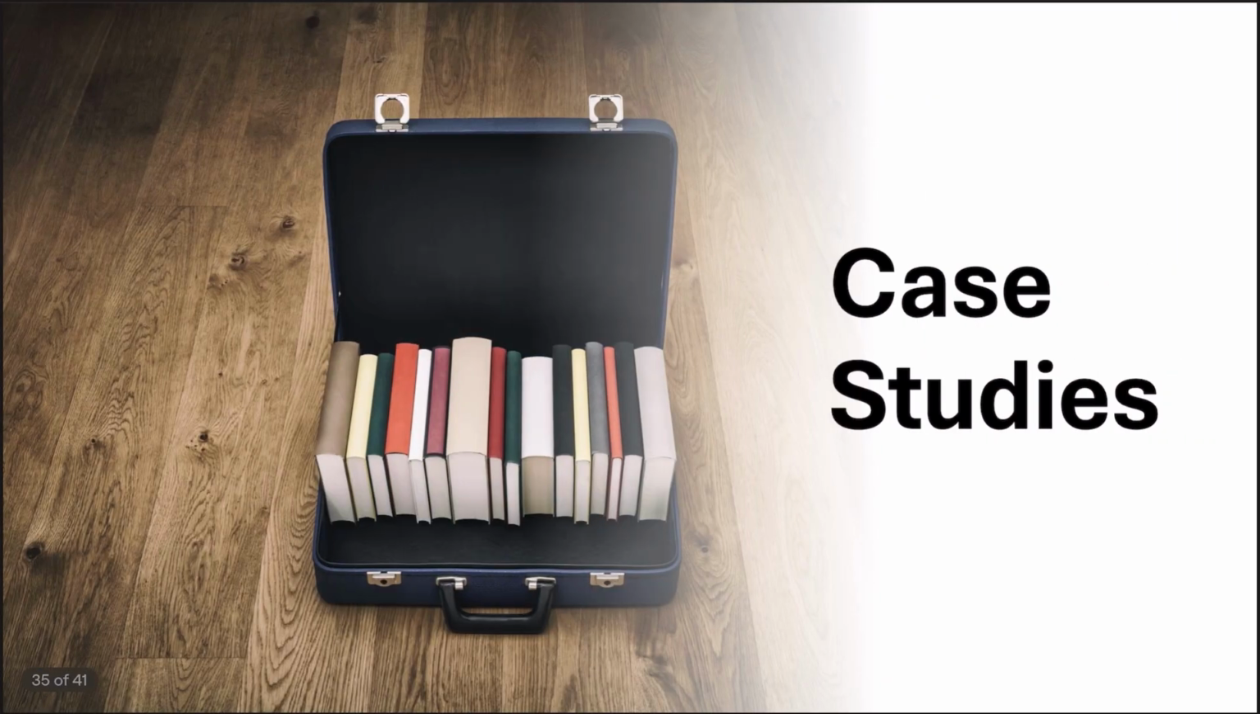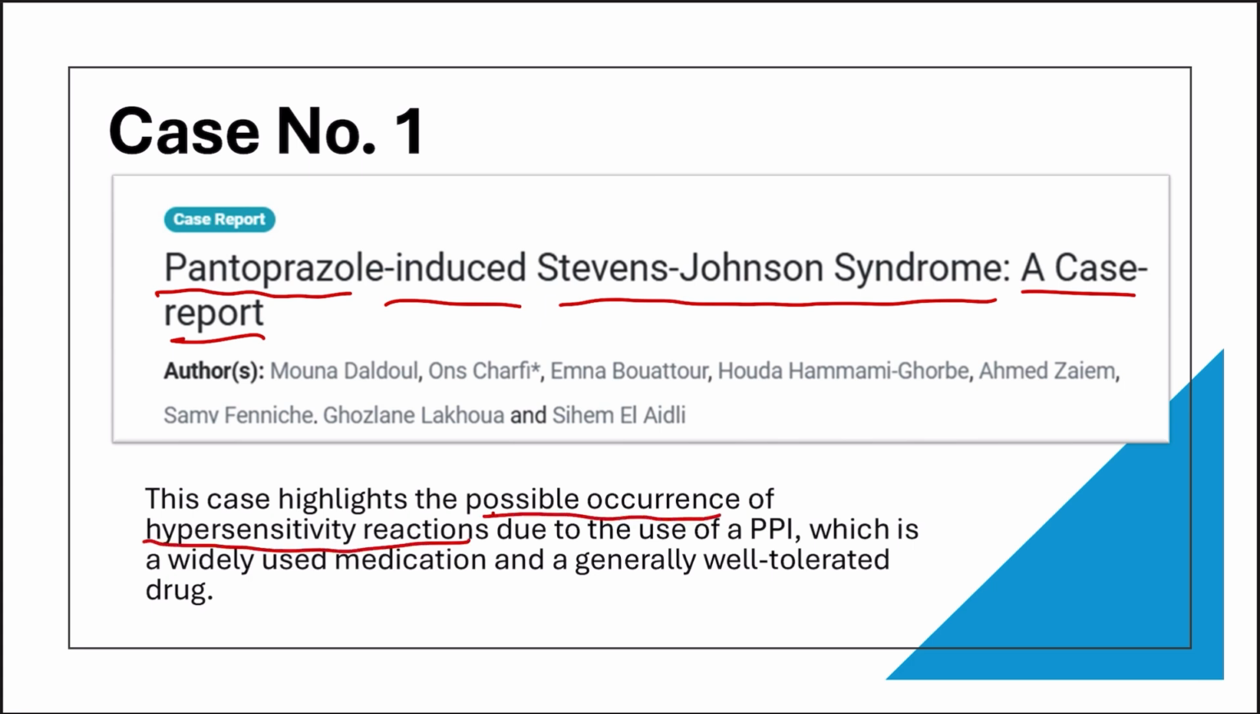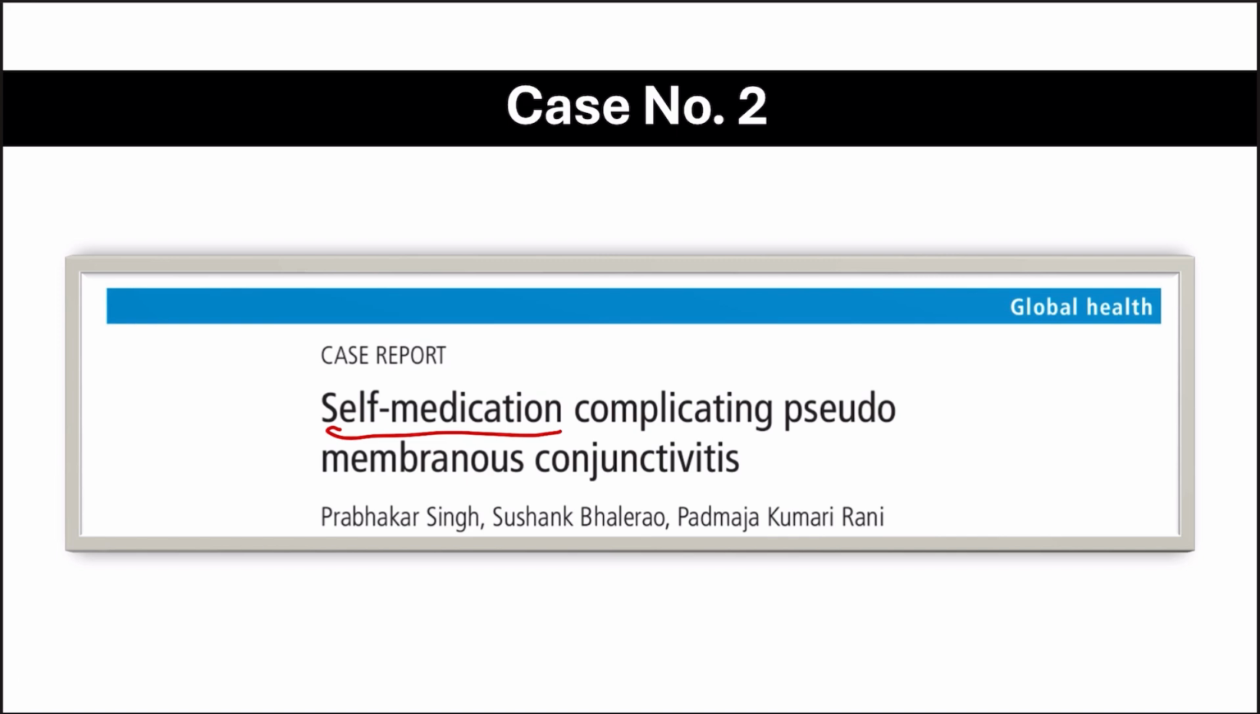Now coming to some of the case studies where self-medication has caused havoc. As you can see, this is the first case, that is, pantoprazole-induced Stevens-Johnson syndrome, a case report. This case highlights the possible occurrence of hypersensitivity reactions like Stevens-Johnson syndrome due to the use of a proton pump inhibitor, which is usually a very safe drug and widely used as a self-medicated product. So this is one of the cases. Then we have the next case, where self-medication led to complications of pseudomembranous conjunctivitis in an individual. So this is also a case report.